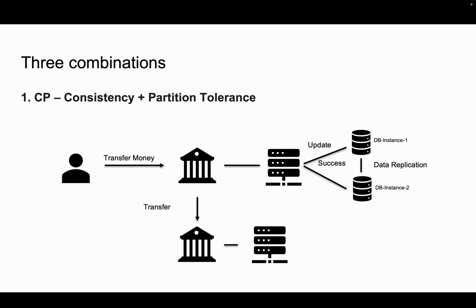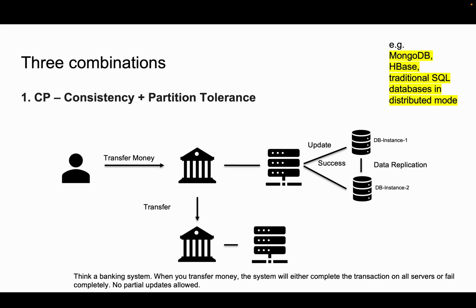So with the CAP theorem, we have got three combinations here. The first combination is consistency plus partition tolerance. So let's understand this combination using an example of a banking system. Like in this case, when you initiate the transfer of money, your bank will first update all the databases that it has and then only initiate the transaction for the external bank. So examples of such databases which are focusing on the consistency are like MongoDB, HBase, traditional SQL databases in distributed mode.